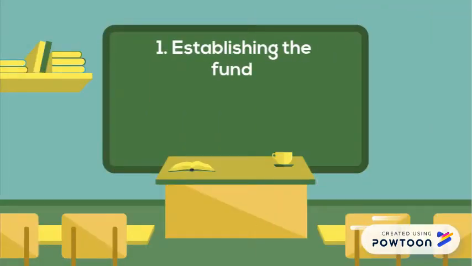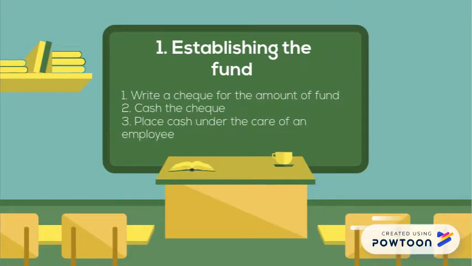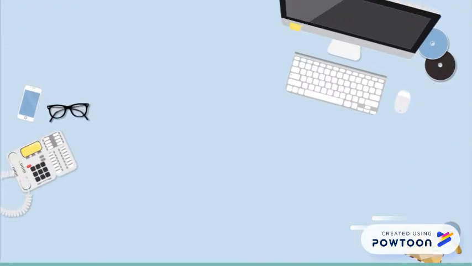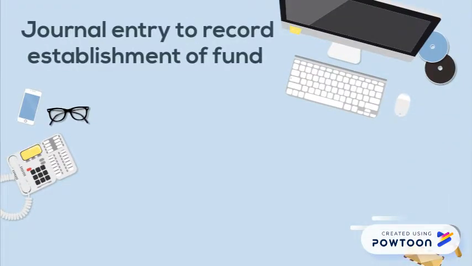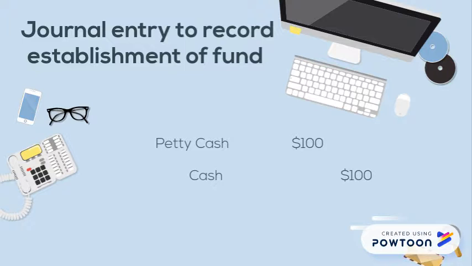A petty cash fund is established by writing a check for the amount of the fund, cashing the check, and placing the cash under the care of an employee. Now Sheena must make a journal entry to record the establishment of the fund. For example, suppose the business cashes a $100 check to establish the petty cash fund. The petty cash fund is recorded as a $100 debit since the asset is increasing, and the cash is recorded as a $100 credit since the asset of cash is decreasing in the business.